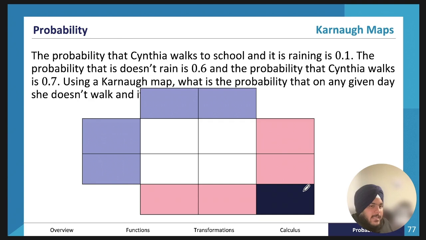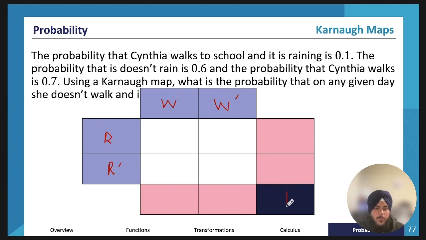The probability that Cynthia walks to school and it is raining is 0.1. So let's just draw up a Karnaugh map. We have raining, not raining, walks, does not walk. So this is essentially how you have to set up your table.